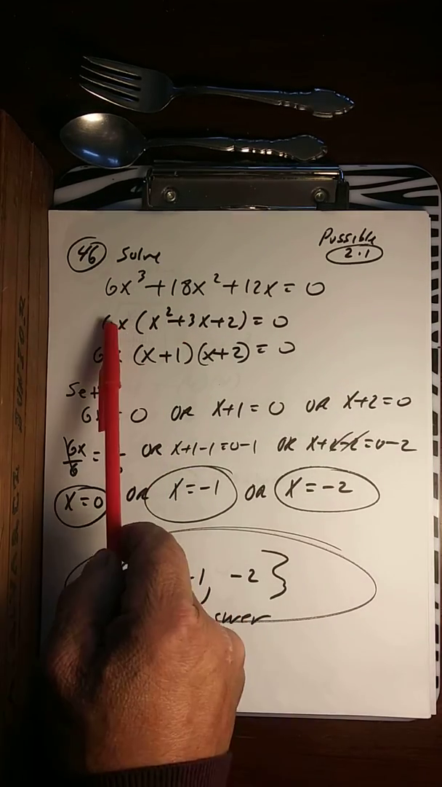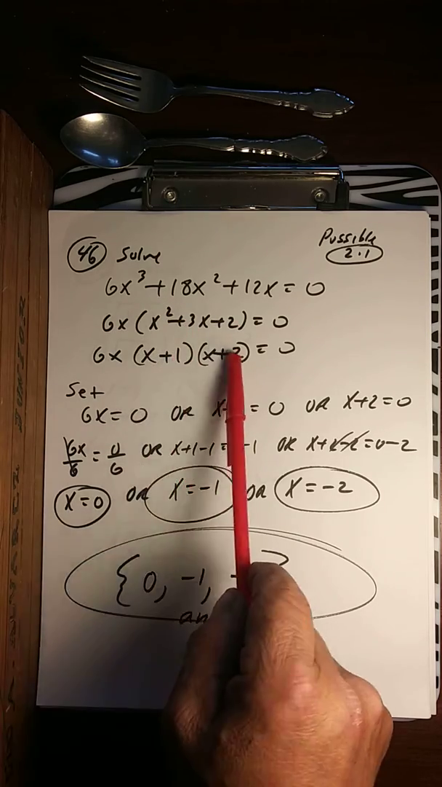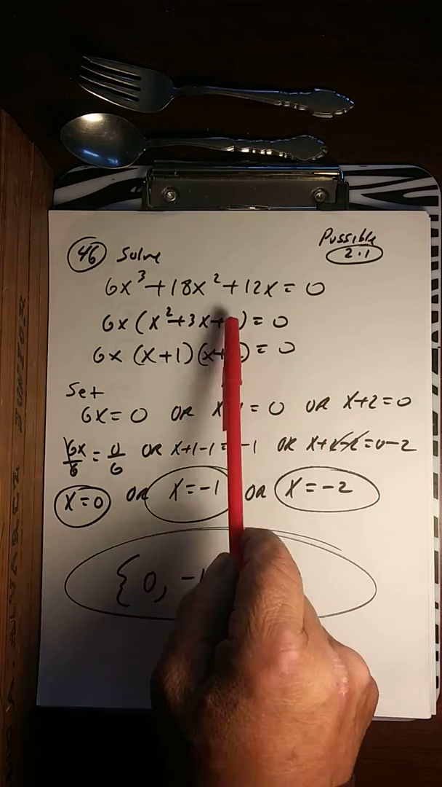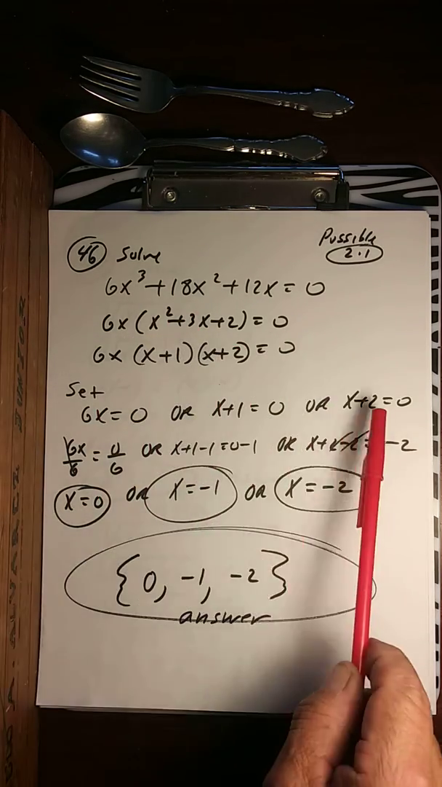This one, factor out the 6x as a GCF. Now we can do more in here. This is going to be 1 times 2, the only possible way. So 1 times 2 is 2, and 2 plus 1 is 3. So 6x equals 0, x plus 1 equals 0, x plus 2 equals 0.